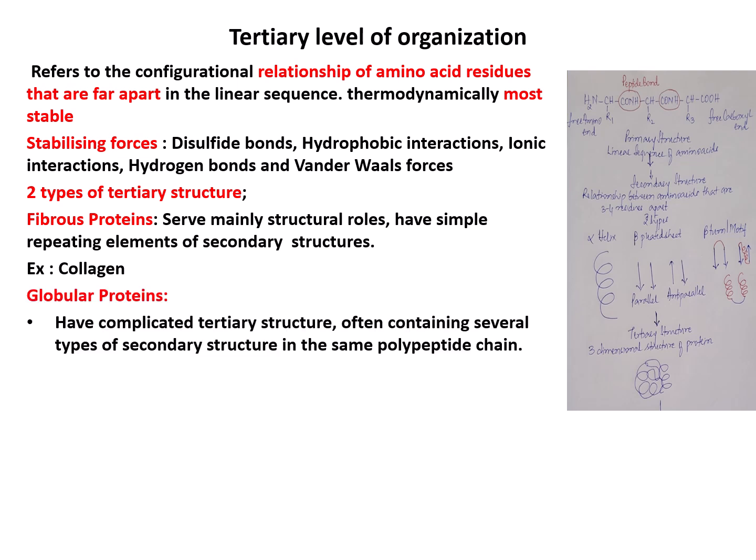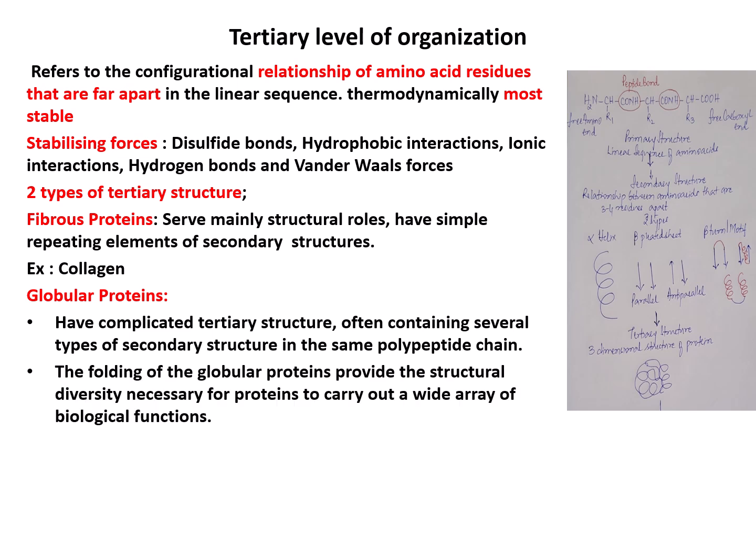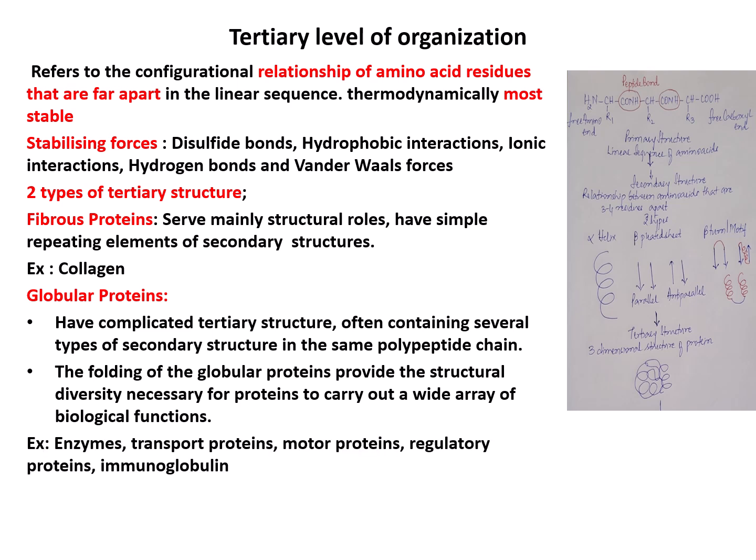Next are the globular proteins. They have more complicated secondary structure, mainly containing several types of secondary structure in the same polypeptide chain, and the folding of these globular proteins provides the structural diversity necessary for proteins to carry out a wide variety of biological functions inside the human body. Examples of globular proteins include enzymes, transport proteins, motor proteins, regulatory proteins, and immunoglobulins.